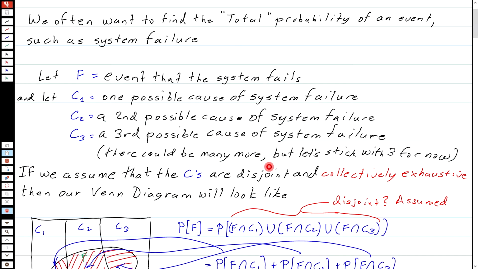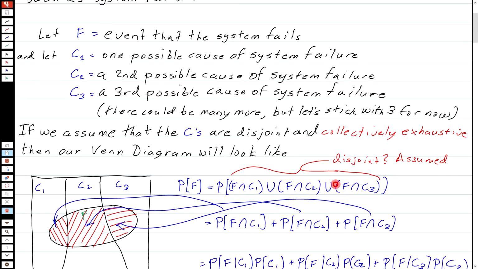If we assume that the C's are disjoint and collectively exhaustive, i.e. that we've considered all possible causes of failure, and in general this is important that you do this, because it's the causes of system failure that we forget to design against that often lead to failure of our systems. So do try to identify all the possible causes.